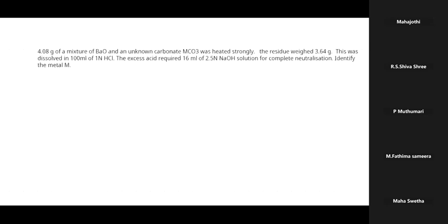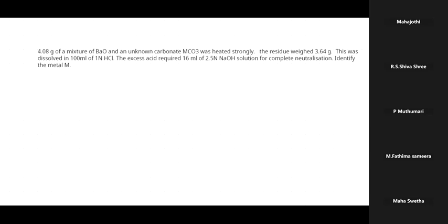Look at the question and read it carefully. 4.08 gram of a mixture of barium oxide and an unknown carbonate, MCO3, was heated strongly. The residue weighed 3.64 gram. This was dissolved in 100 ml of 1 normal hydrochloric acid. The excess acid required 16 ml of 2.5 normal sodium hydroxide solution for complete neutralization. Identify the metal M. Actually, this problem is taken from IIT entrance examination.